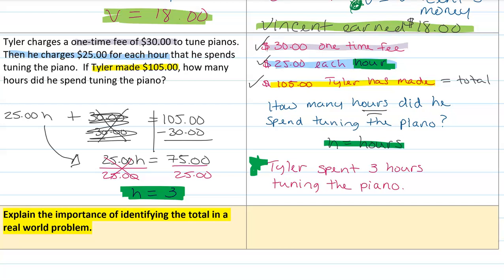So now, in order for you to answer the essential question down here, you're going to explain the importance of identifying the total in a real-world problem. Why do we have to identify the total first before creating our two-step equation? As you can see, if we do that, that'll always tell us what side of the equal sign we're going to put all the other numbers and the variable. Then that creates our two-step equation, which allows you to then solve and identify what H, or whatever variable you choose, represents.